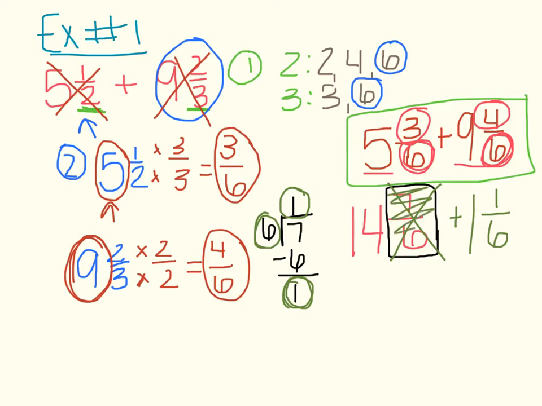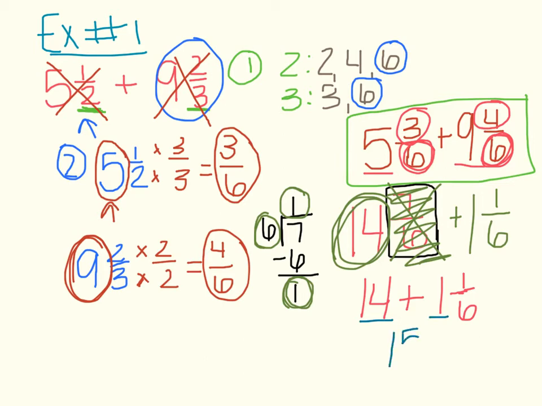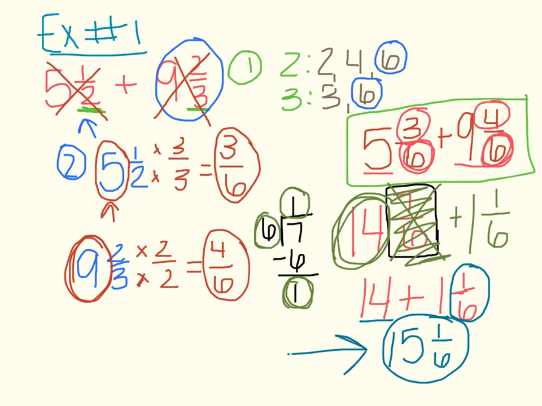And what I do is just add that to my whole number. So again, I add my whole numbers. I'm going to actually rewrite it so it doesn't look so messy. So I have 14 plus 1 1/6. So I add my whole numbers. 14 plus 1 is 15. And I just keep my fraction because I don't have anything to add to it. So it's just 1/6. So my answer is 15 1/6.